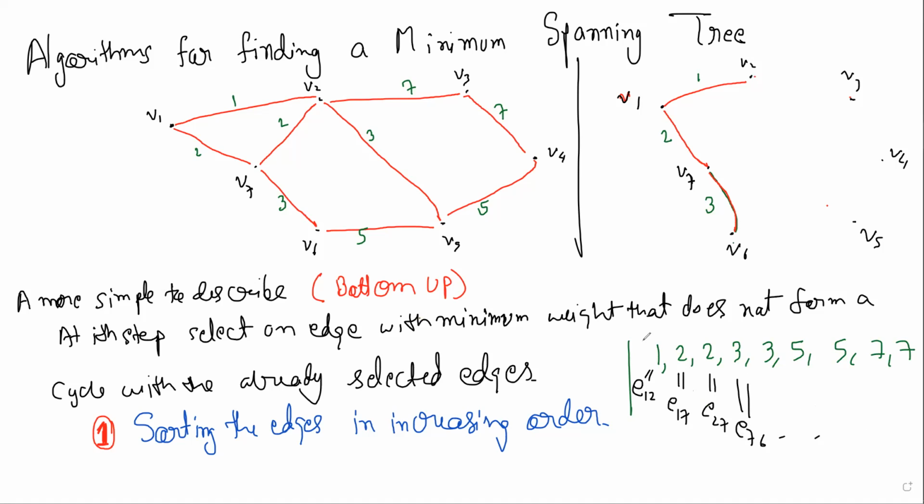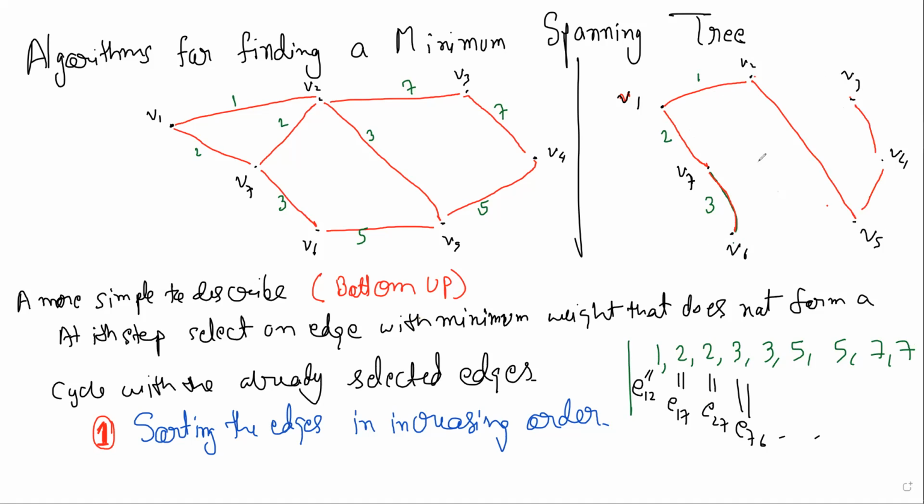So first the 1 comes in, we draw it. Then the 2 comes in, you take it. Then the next 2 comes in, you don't take it. Then 3 comes in, you take it. Then the next 3 comes in, you take this 3 too. Then the 5 comes in, you don't take this 5. Then the next 5 comes in, you take it. Then the 7 comes in, take it. The next 7, don't take it because it forms a cycle. So this is surely correct.